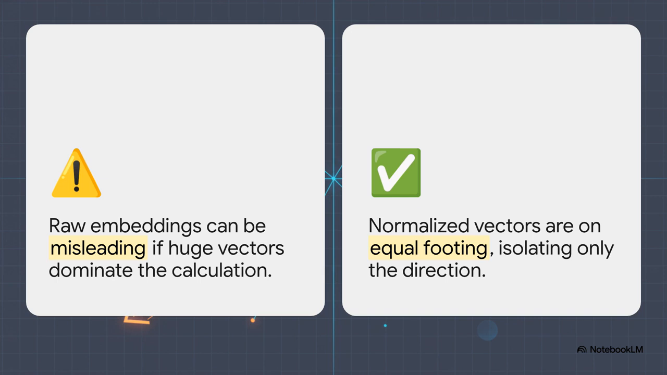If you compare those raw embeddings, the huge vector will absolutely dominate the math. The similarity calculation gets heavily skewed, not because the words are actually more similar in meaning, but purely because the raw numbers are bigger. It's totally misleading. And that is exactly why AI systems create normalized vectors. Before comparing them, the system divides every vector by its own calculated norm. By doing this, we strip the size away entirely. We put all vectors on an equal footing, isolating only their direction.